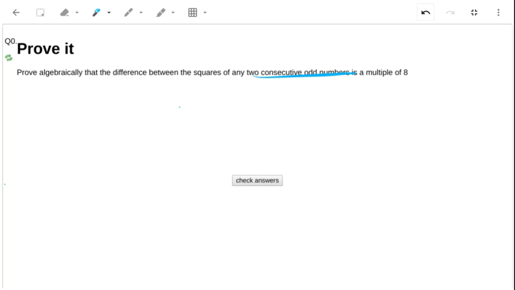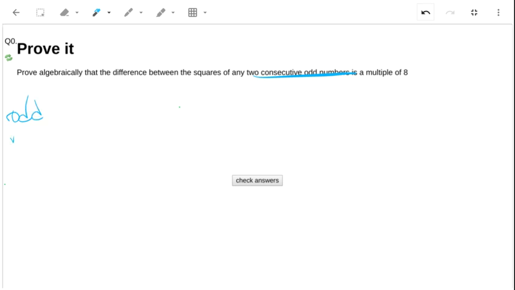Okay, we've got prove it. Prove that the difference between the squares of any two odd consecutive numbers is a multiple of 8. It's an algebraic type of question, and that means we need to make up some numbers. We need to imagine some consecutive odd numbers. Now, what are they going to look like?